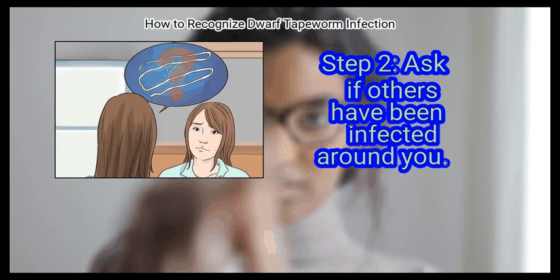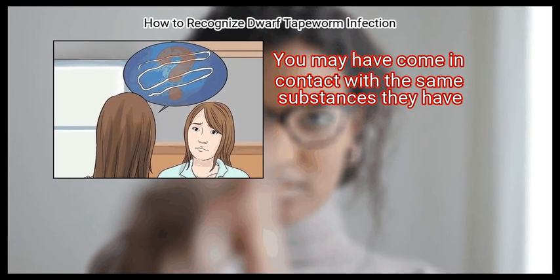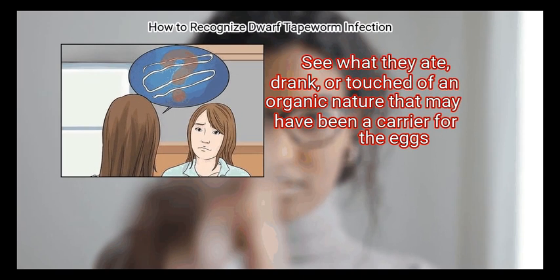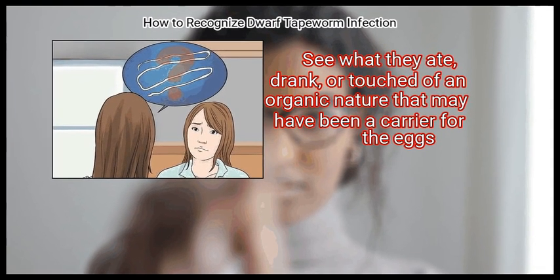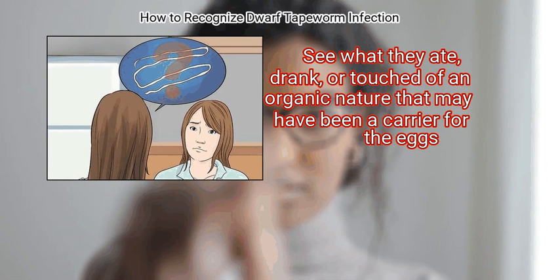Step 2. Ask if others have been infected around you. You may have come in contact with the same substances they have. See what they ate, drank, or touched of an organic nature that may have been a carrier for the eggs.